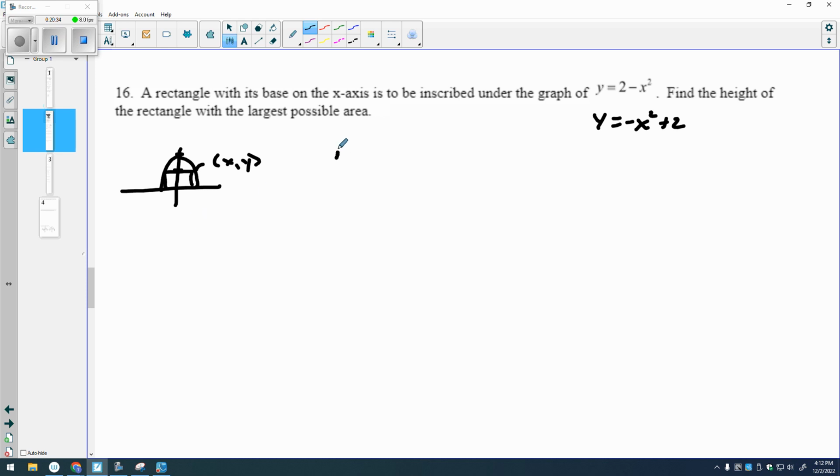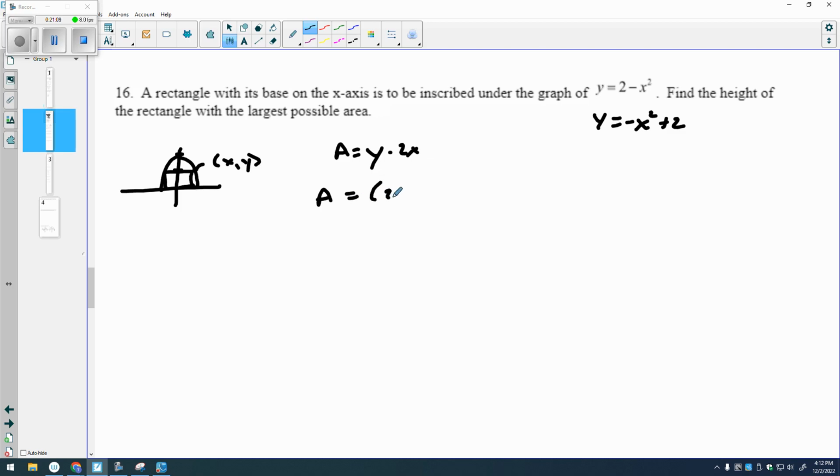Okay, area equals length times width. So my width is y, my length is 2x. Why is it 2x? Because one side of the rectangle is x, the other side is x. Remember, this point right here is xy, so the distance from here to here is simply the x coordinate, and the y is the height. Now I need to change this so it only has one variable, so I'm going to get that y out of there and rewrite it in terms of x.